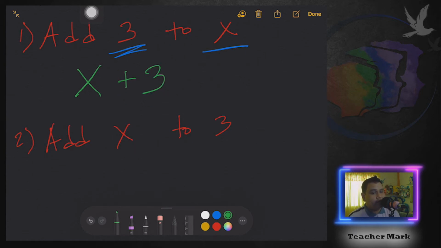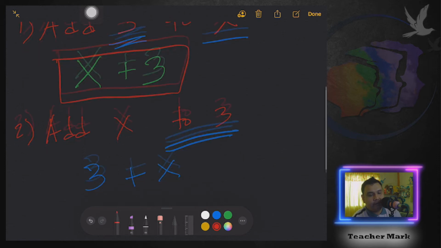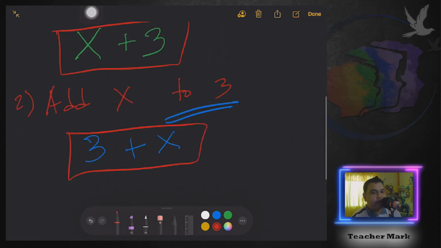For our next sentence, it says here, add x to 3. Making the same logic as earlier, that 3 is already there. All you have to do is add x to 3, which means that 3 is already there, and this is the time that you're going to write x or add x to it. So, 2 different sentences, 2 different mathematical equations as well. You may end up with the same answer, but still, the arrangement actually matters a lot.